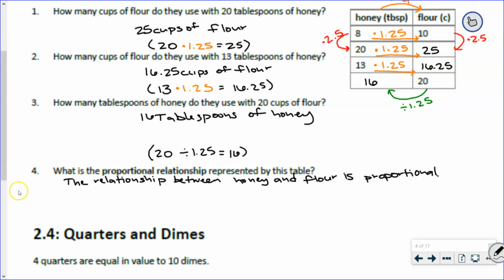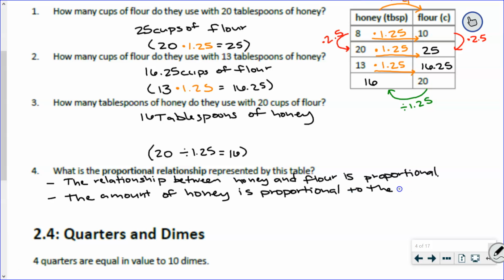I also want to start recognizing some new terminology, some new vocabulary that we can use. So the relationship between honey and flour is proportional. As we mentioned before, that means that it's a collection of equivalent ratios. So that's just saying all of these ratios are equal. Another way that we can talk about this, so yes, I do want you to write this one down as well. The amount of honey is proportional to the amount of flour.